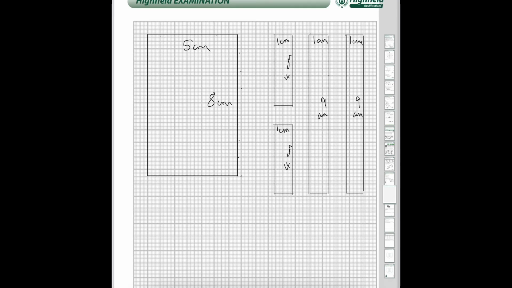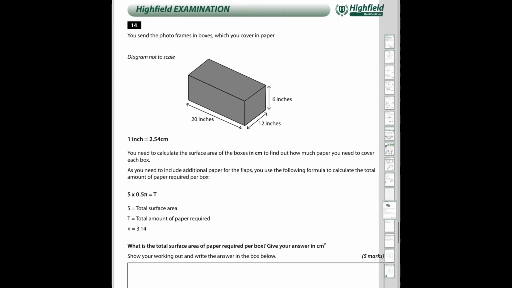So we've got an 8 by 5, 2 4 by 1s and 2 1 by 9s. You can put them any way you want on the graph paper as long as they're on there. It's just showing that you can draw to scale. Okay, so that's question 13.